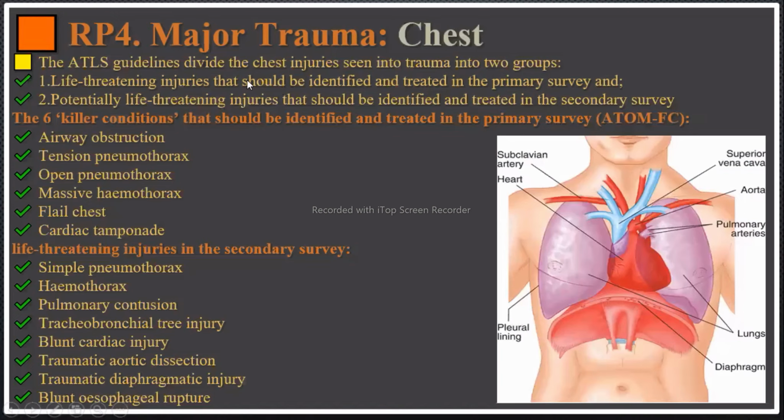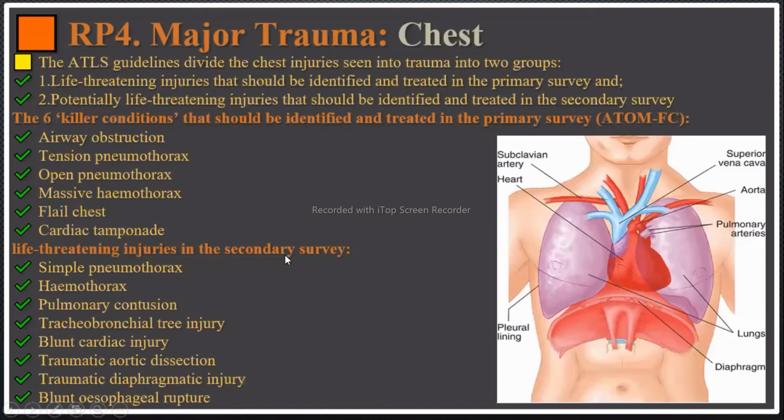So here, for any major trauma to the chest, you have to be familiar with 6 killers, and you have to be familiar with life-threatening injuries. The 6 killers are airway obstruction, which we discussed already, tension pneumothorax in B, breathing, open pneumothorax in B, massive hemothorax in B, and flail chest in breathing. Cardiac tamponade you can consider in B or in C, no worries, but ideally it's in C, circulation. So ATOM FC.